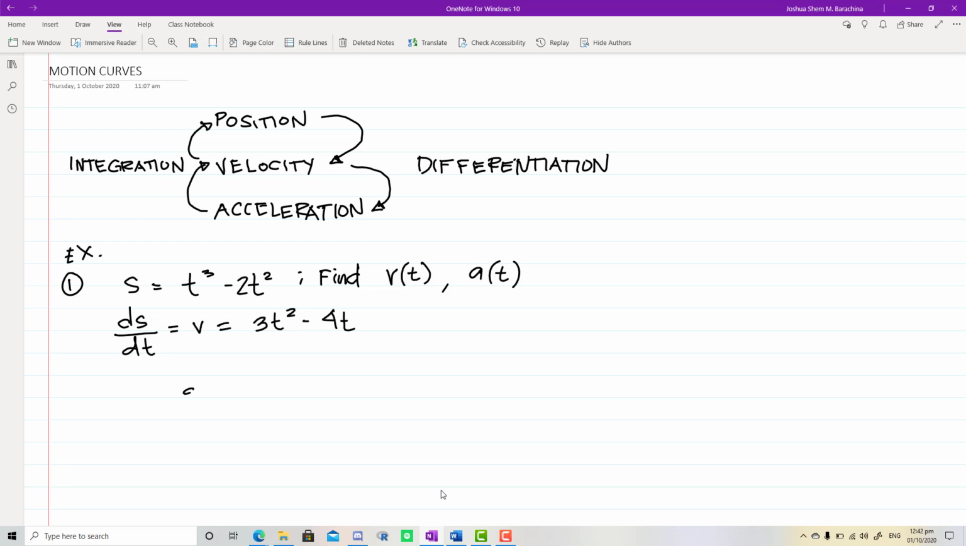And the derivative of the velocity with respect to time is equal to the acceleration now. Right? Yes, Joshua. Okay. So, applying differential calculus again, this is equal to 6t minus 4. There you have it. You have your velocity and your acceleration using the process of differentiation of your formulas or your equation.